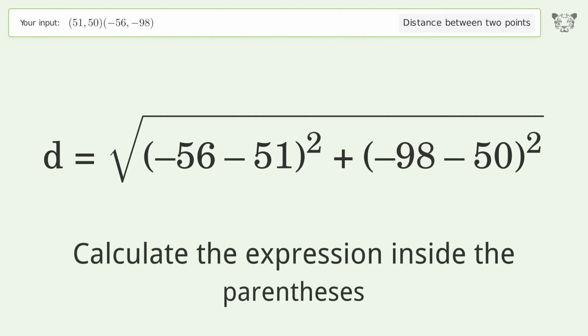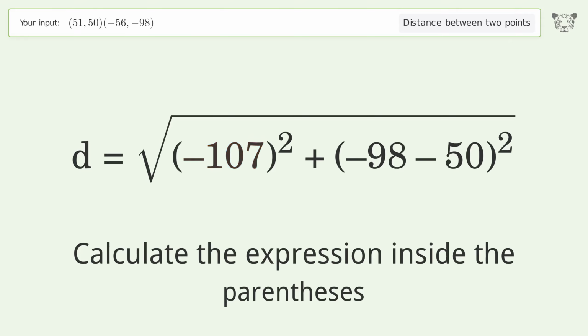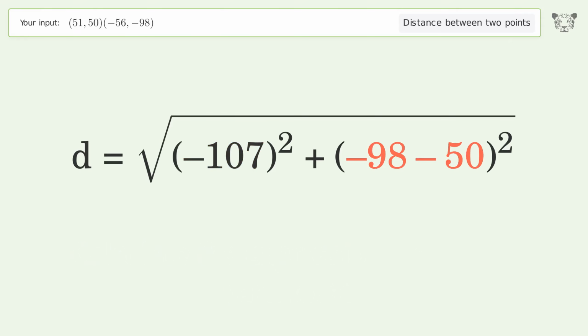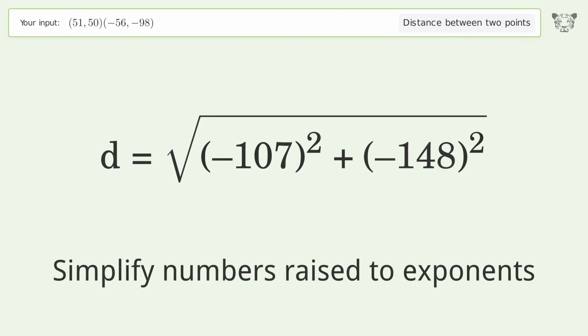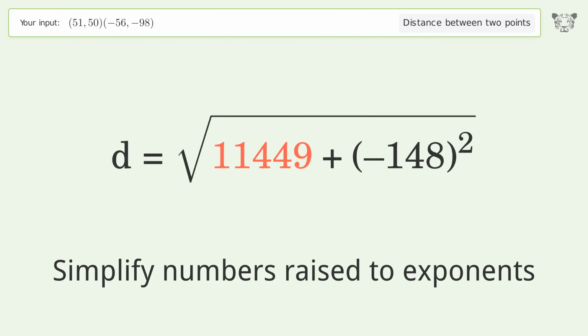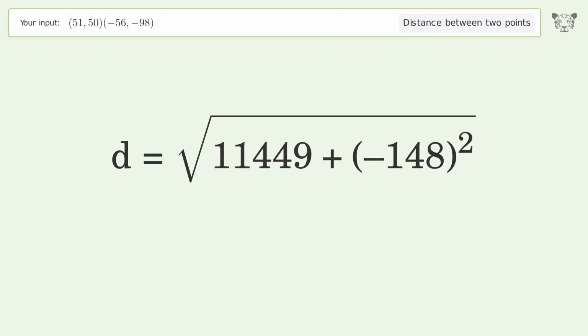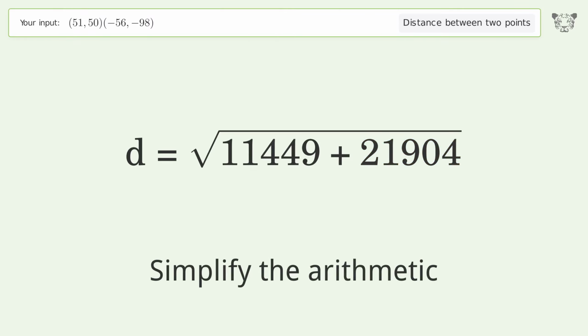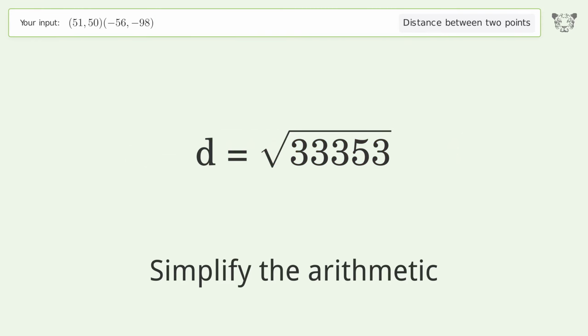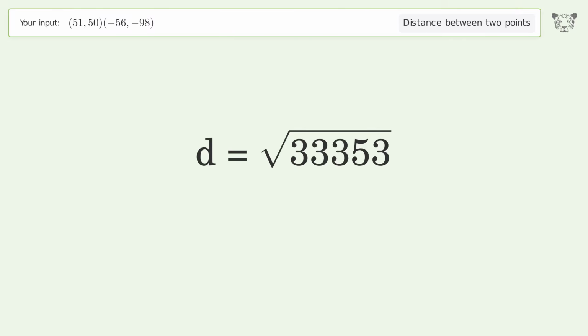Calculate the expression inside the parentheses. Simplify numbers raised to exponents. Simplify the arithmetic. And so the distance between the 2 points is the square root of 33,353, or 182.628.